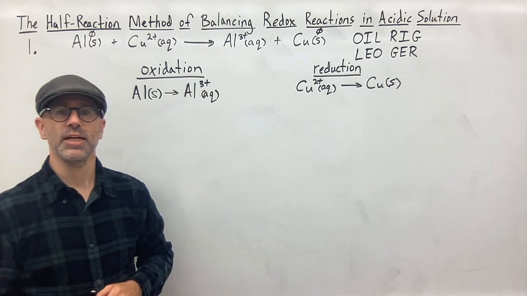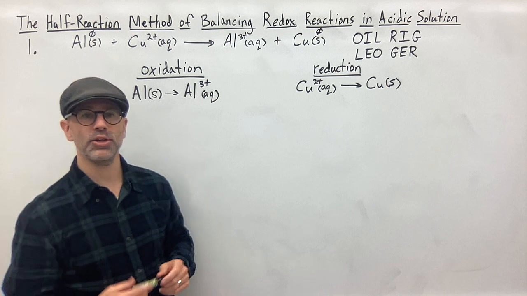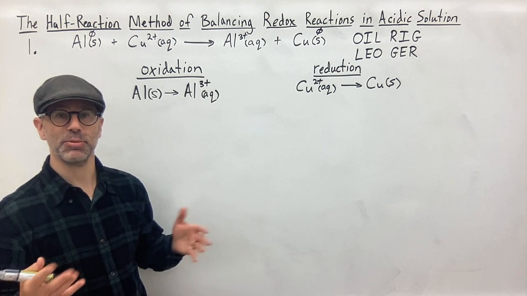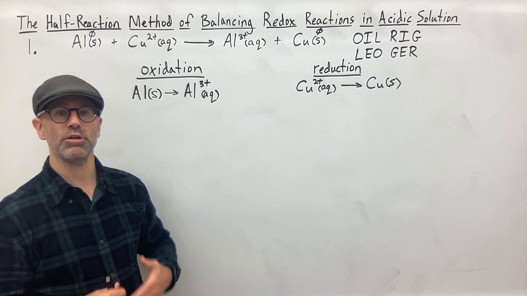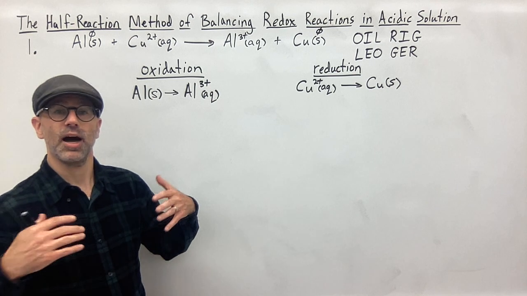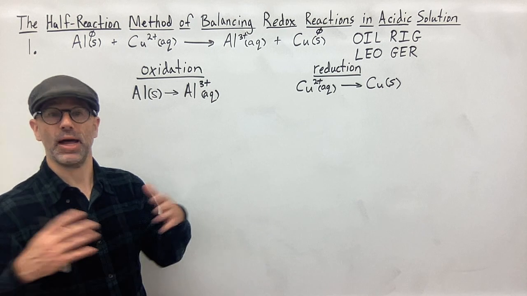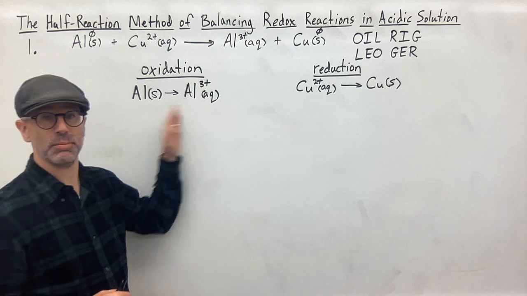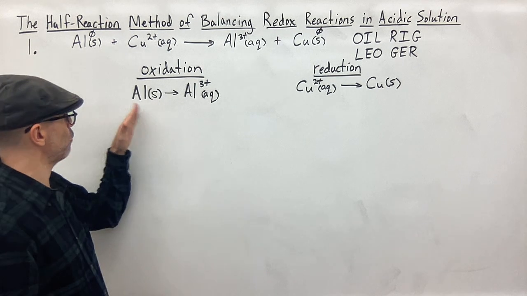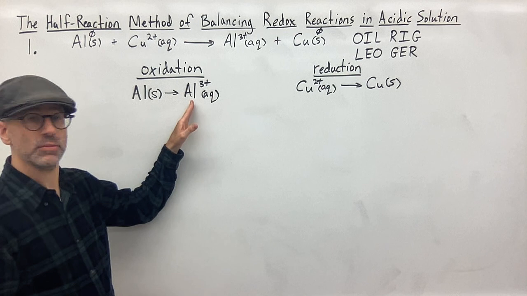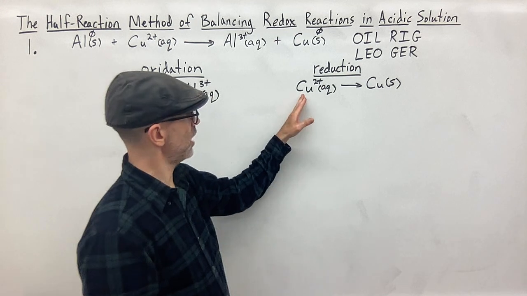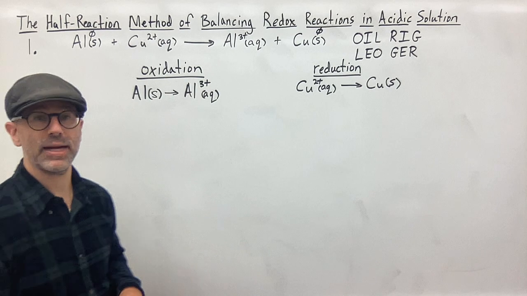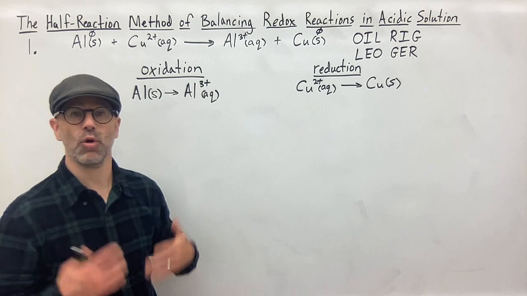So that's step 2. Now step 3, what we need to do is balance our half reactions separately. And the first thing you want to do is balance the mass, so balance the atoms on both sides. This one's really easy because the atoms on both sides are equal. So we have one aluminum, we have one aluminum. Here we have one copper atom. So both of them are balanced in terms of mass or atoms.